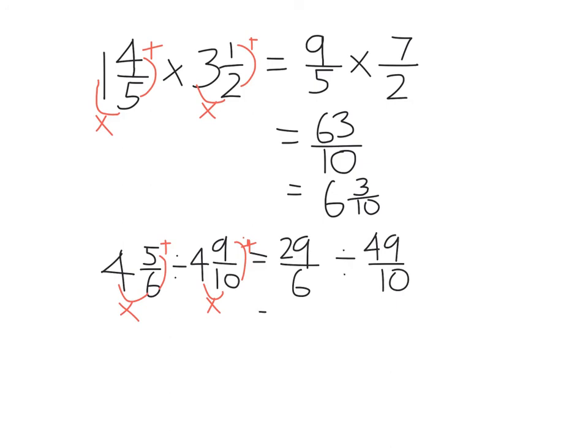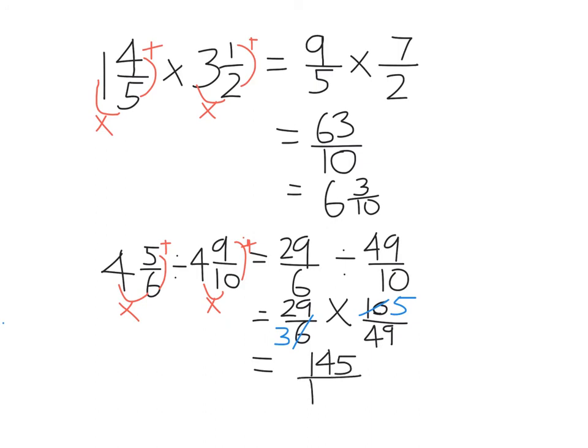Our next step is keep the same fraction for the first one and flip the second fraction. Of course, after flipping the second fraction, we make it a times. So we're going to times the tops and the bottoms together. So to make things easier, if you see anything with common factors, you might simplify. So 6 and 10 have a common factor of 2. So 2 goes into 6 3 times, and it goes into 10 5 times. So multiplying the tops, 29 times 5 gives us 145. 3 times 49 gives us 147. And we're done. The answer is 145 over 147.